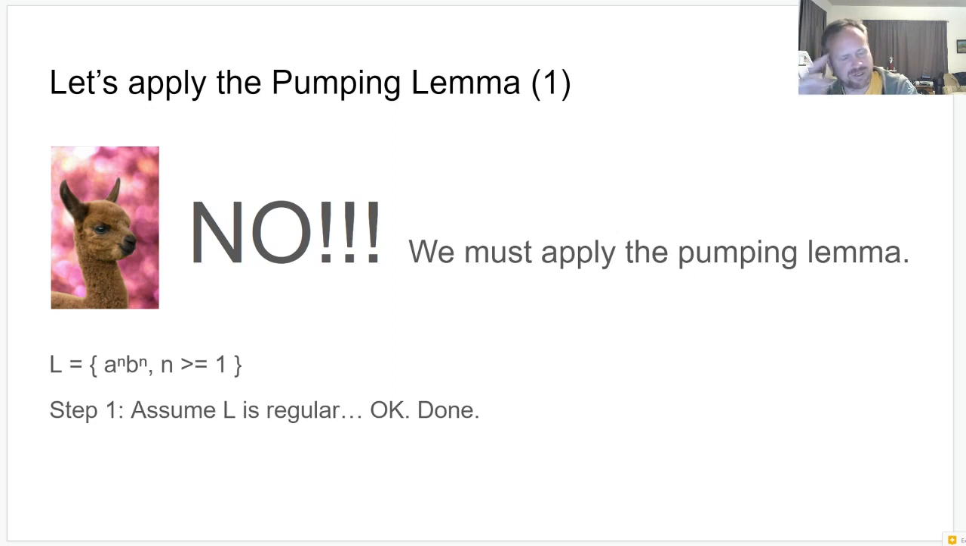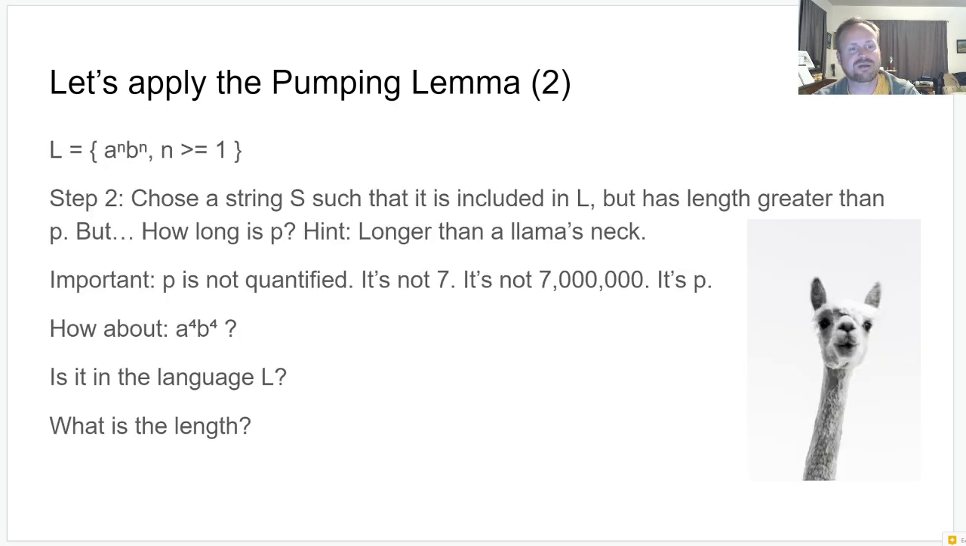So, step 1, for proving that the language L, where it's A to the N, B to the N, is not regular. Step 1, assume that it's regular. Okay, that's super easy. Let's assume L is regular. Done. Now step 2 is to choose a string that we're going to give the name S such that it is included in our language L. In other words, it's part of the language. It needs to be AB or AABB or AAABBB, right? It has to be included in the language, A to the N, B to the N.